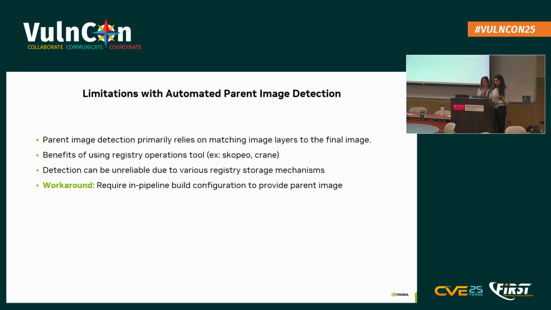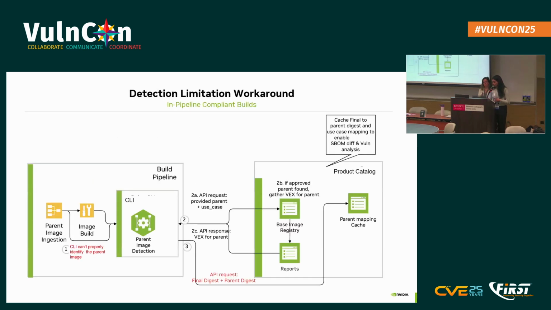However, we have found that there are cases where the detection can be unreliable based on varying registry storage mechanisms, such as the compression algorithms used by the registry. So in order to address these issues, we also recommend integrating the build configuration explicitly to provide the apparent image details. So kind of going back to our pipeline diagram.